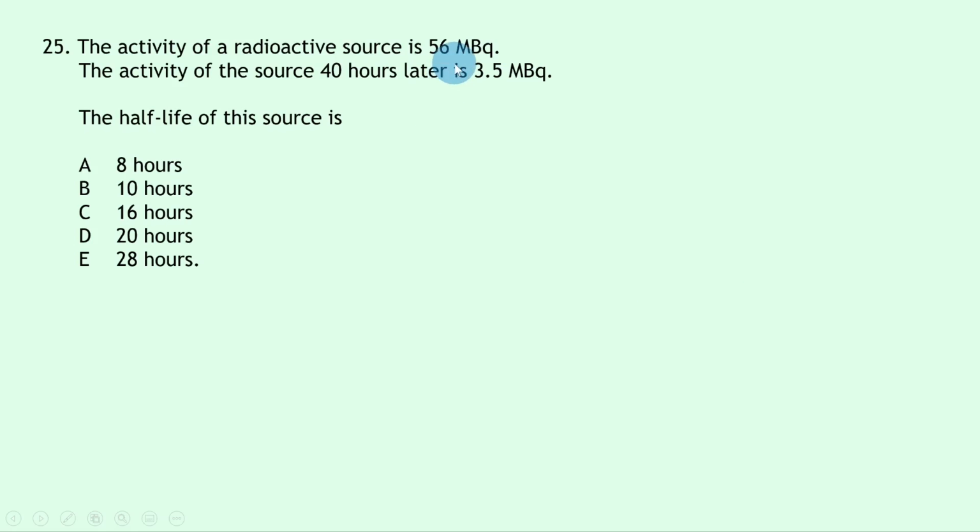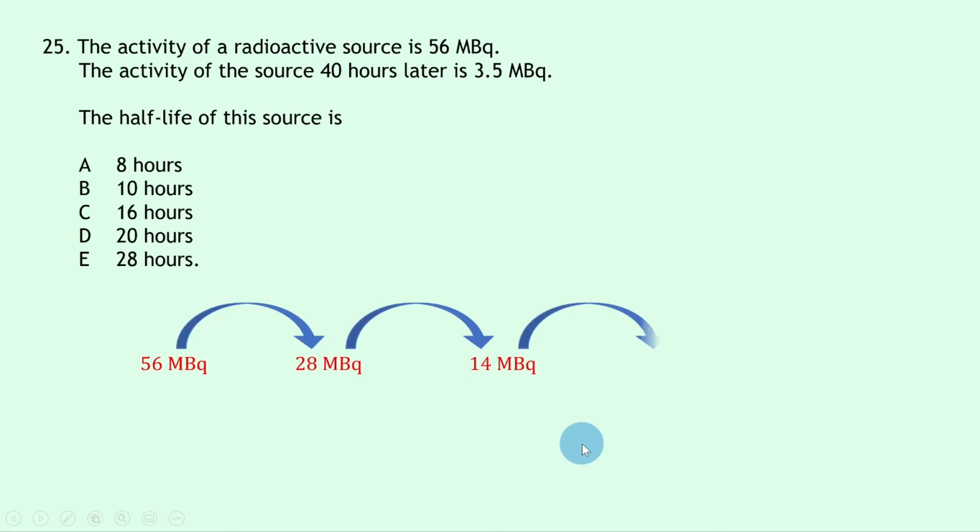So let's write down the initial activity, 56 megabecquerels, and let's half this until we get to 3.5 megabecquerels. So halving this once gives us 28 megabecquerels, halving again gives 14 megabecquerels, halving that again gives 7 megabecquerels, and once more it gives 3.5 megabecquerels, and we're going to stop there because that's our final activity.